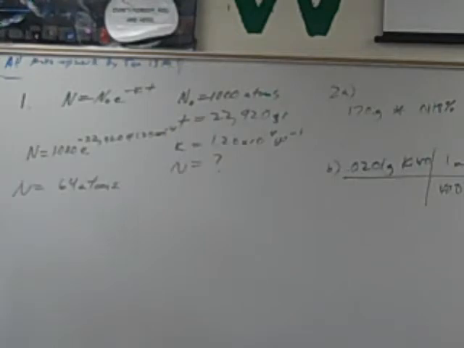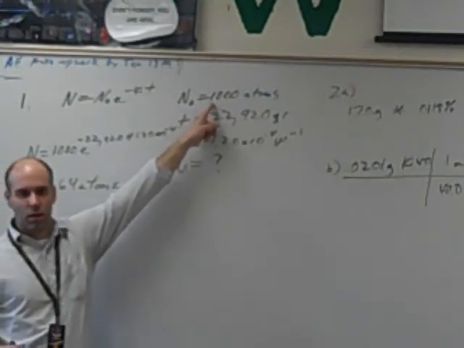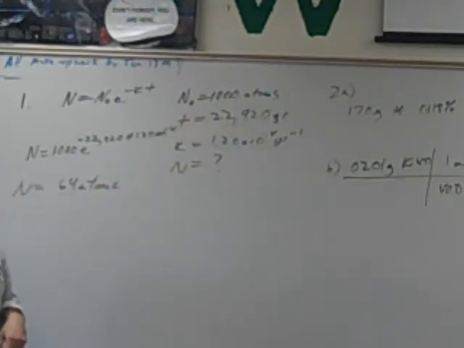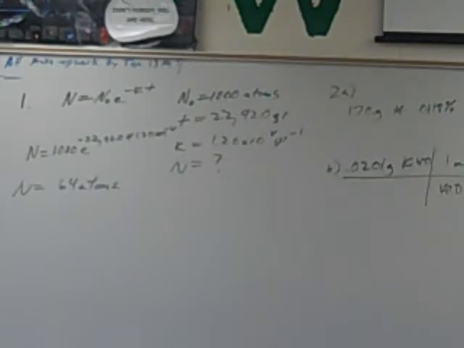Did they disappear? No, they became nitrogen. Right? That's radioactive carbon-14. Carbon-14 goes through beta decay and becomes nitrogen. Any questions on number 1?